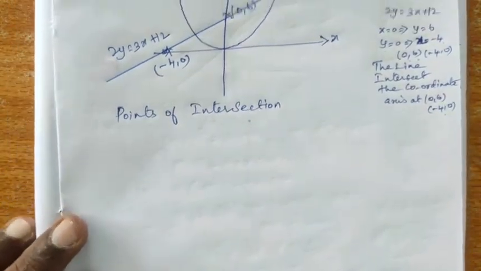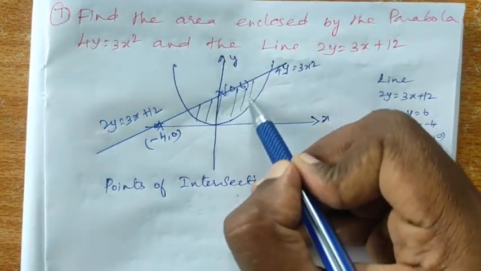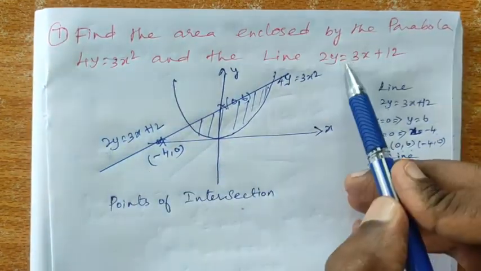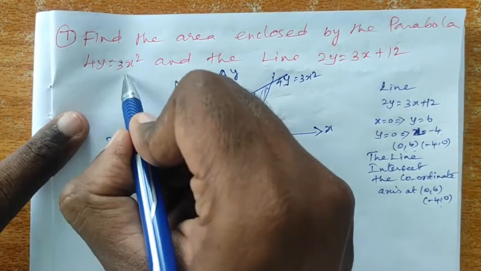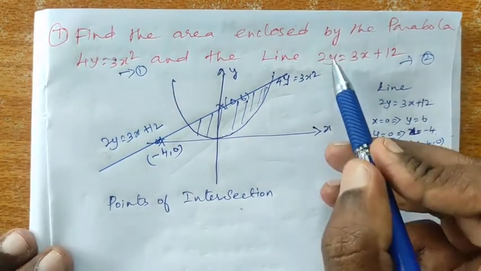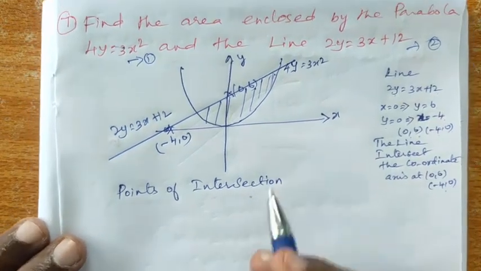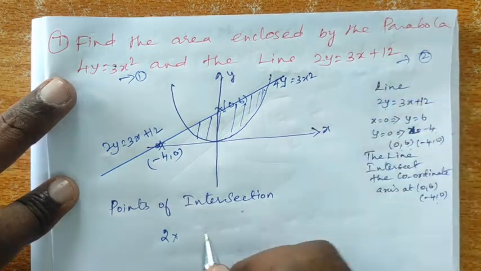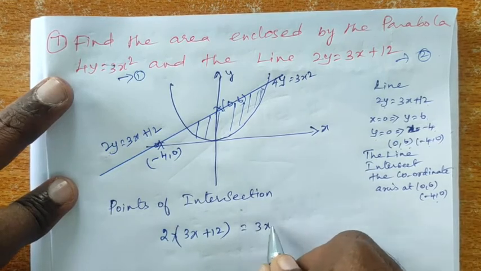Now it's our duty to find the point of intersection of line and parabola. This is the shaded portion. We have to find the area. So now, equation of line 2y is equal to 3x plus 12. Equation of parabola 4y is equal to 3x square, taken as 1 and 2 respectively. So listen here, now substitute 2 in 1. So we get 4y. So 2 into, instead of 2y, we can substitute 3x plus 12, equal to 3x square.